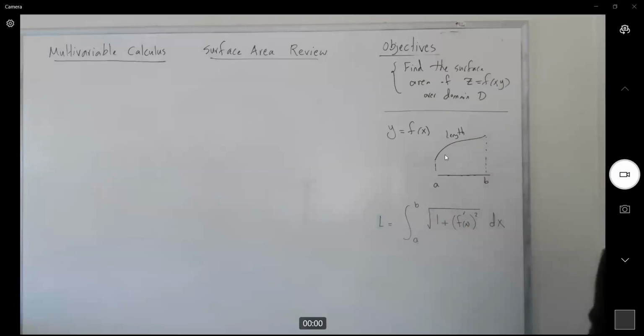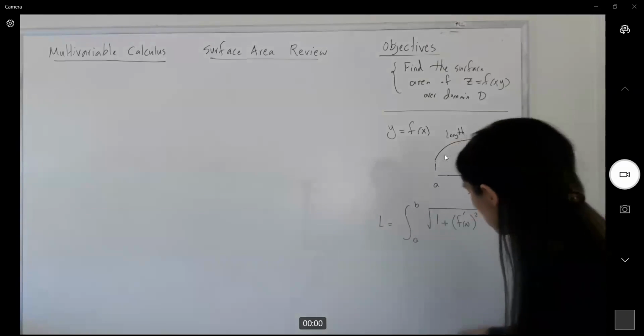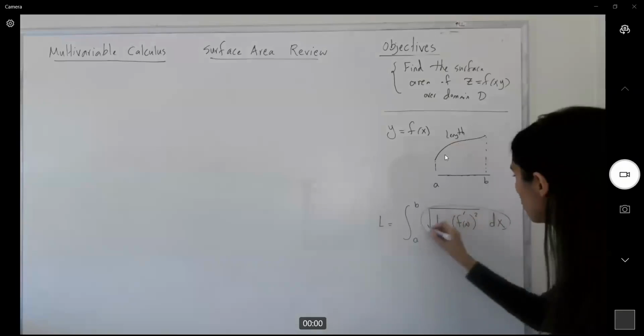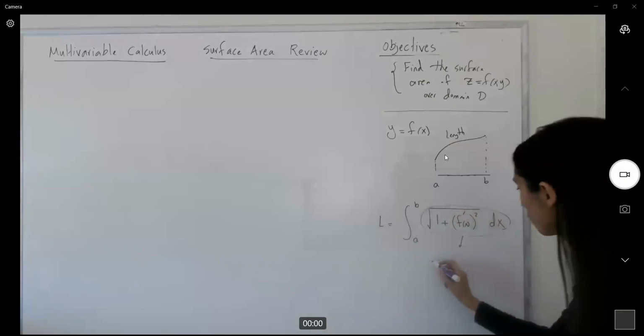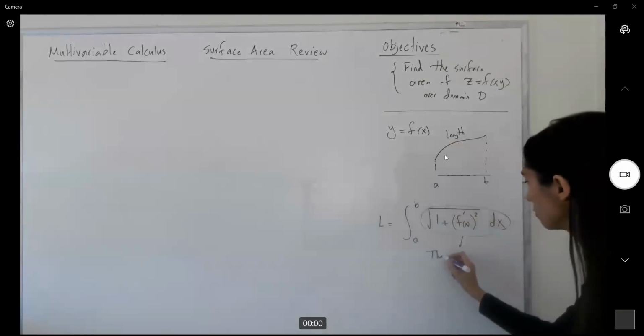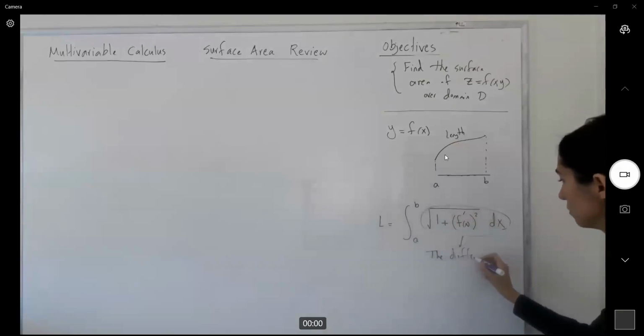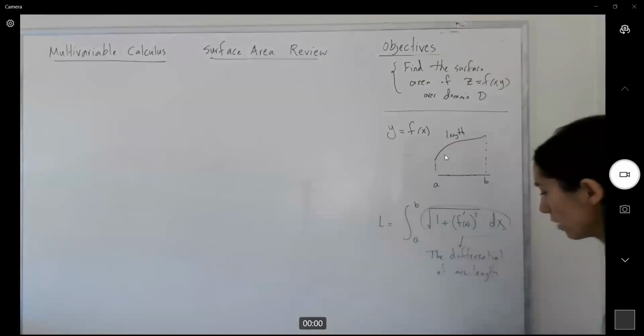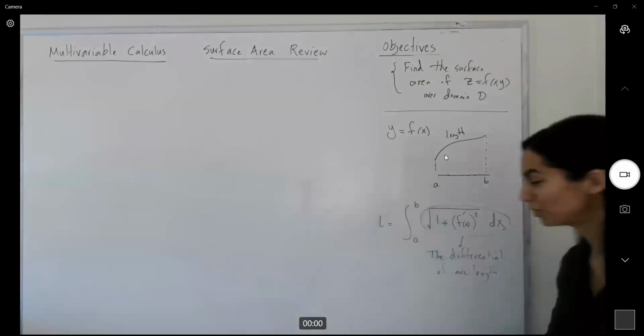So here you have, actually, this is the differential of our thing. So remember that definition. And we move on to our surface area. The differential of our plane. We can use Riemann sum to derive this formula.